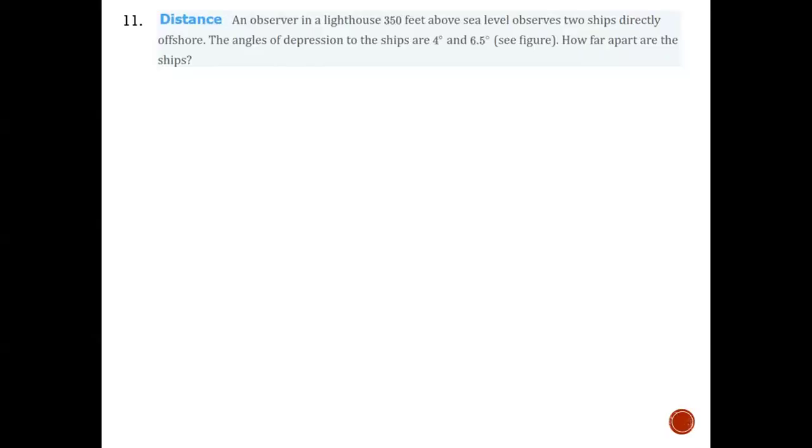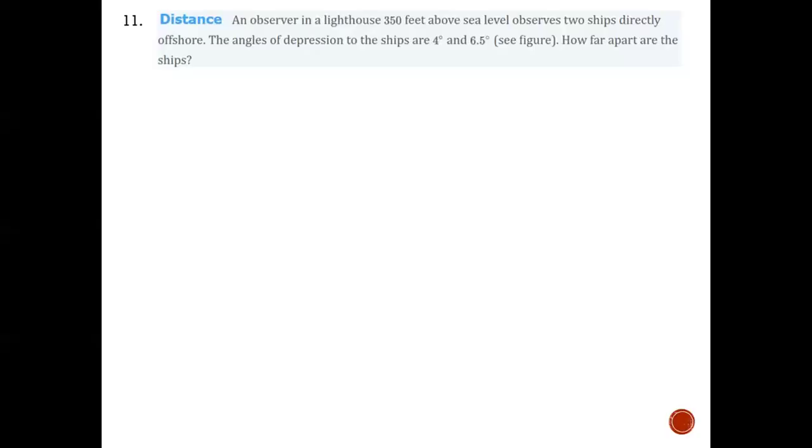So distance. We have an observer in a lighthouse 350 feet above sea level who observes two ships directly offshore. The angles of depression to the ships are 4 degrees and 6.5 degrees. How far apart are the ships? So before we see the figure again, when we read these problems, we always want to make sure that we understand the terminology and what they're asking us.